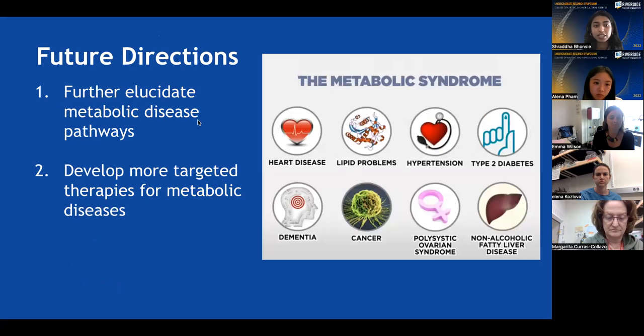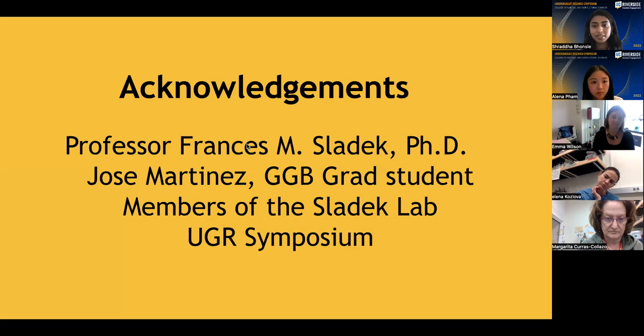So by the end of my project, I really hope to, first of all, design primers for alternatively spliced genes, which can hopefully be used to further understand metabolic disease pathways and help experiments in those pathways, as well as hopefully develop more targeted therapies for metabolic diseases, which is definitely further down the line. But again, this is just contributing to that work.